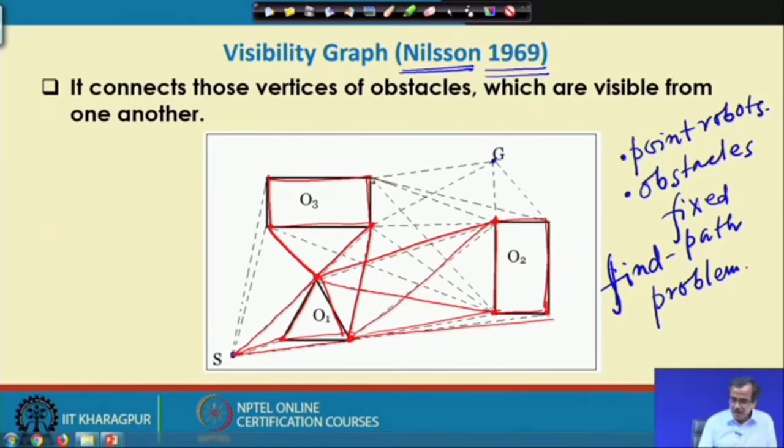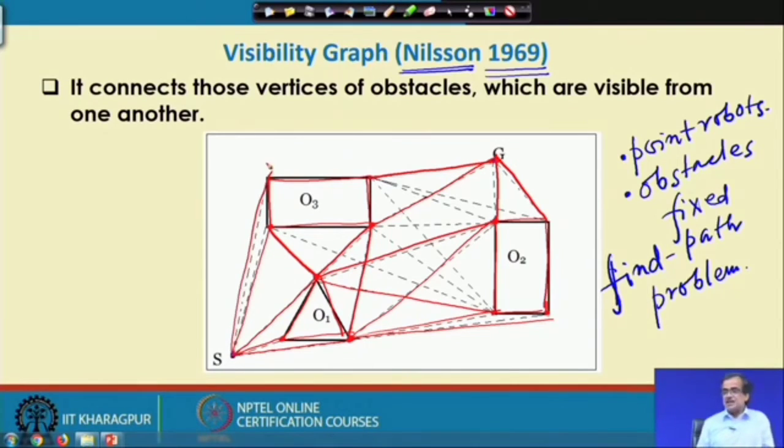Now, from here, the goal is visible. From here, this is visible. From here, this is also visible, and this is also visible.